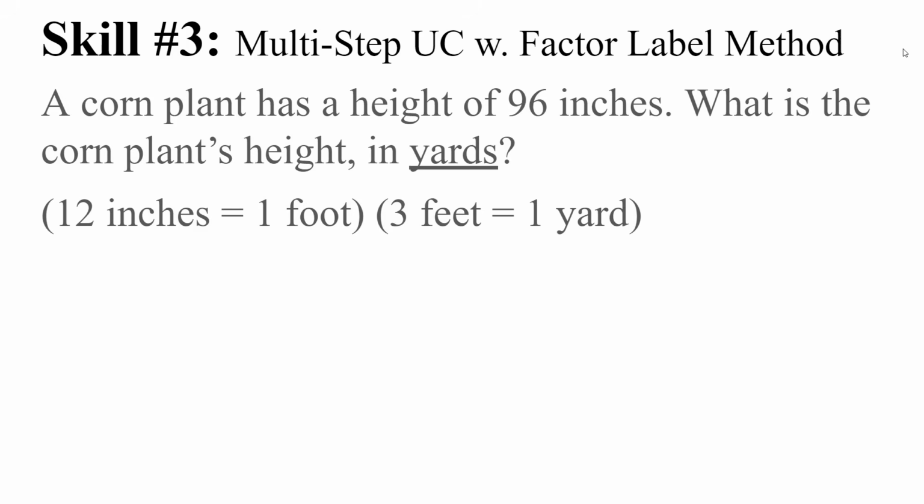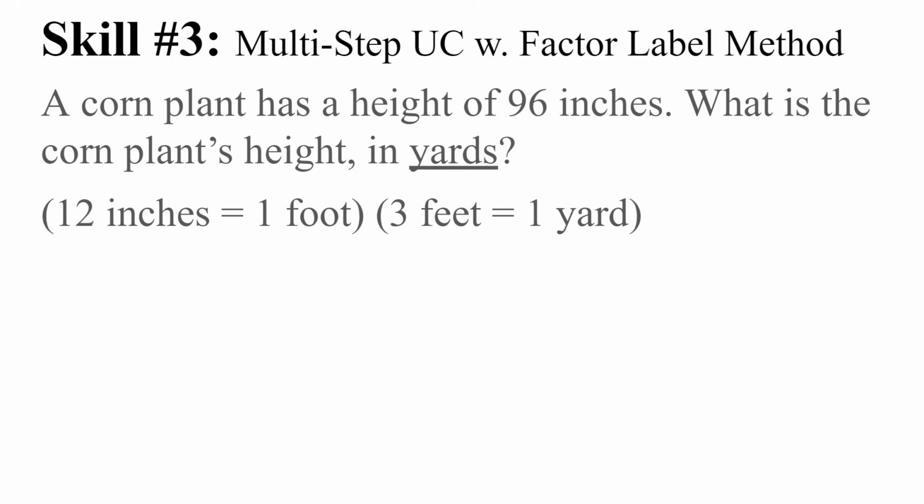Okay, skill number 3 is a multi-step unit conversion using the factor label method. So we have this problem. A corn plant has a height of 96 inches. What is the corn plant's height in yards? And they tell us there's 12 inches in a foot and 3 feet in a yard.